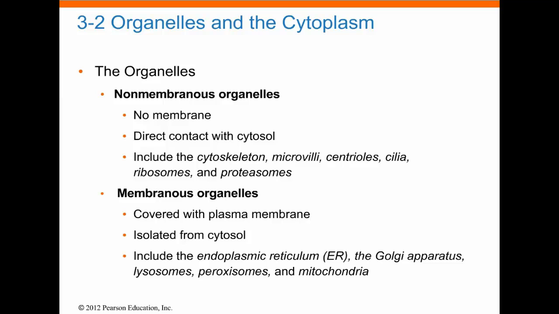So there are two types of organelles. There are non-membranous organelles, so no membrane, and they have direct contact with the cytosol. They include, as you can see there, the microvilli, the cilia, the ribosomes, the cytoskeleton, and the centrioles. Then you have the membranous organelles, and just as they're labelled, they've got a membrane, so they're isolated from the cytosol. They include the endoplasmic reticulum, the Golgi apparatus, the lysosomes, the peroxisomes, and the mitochondria.